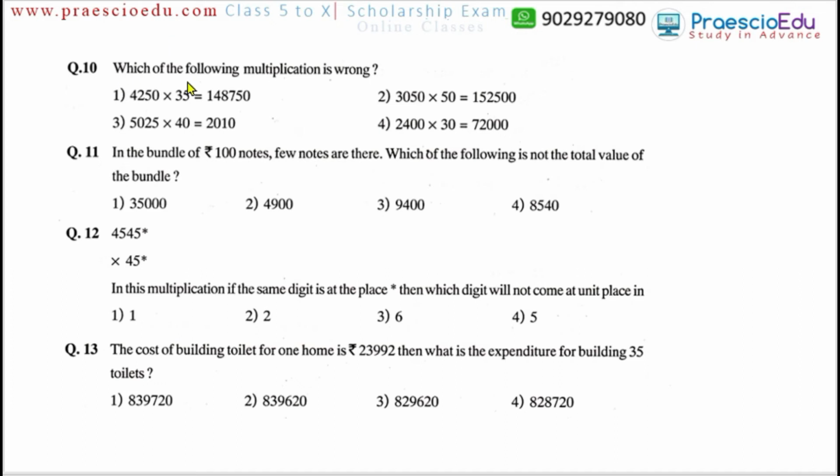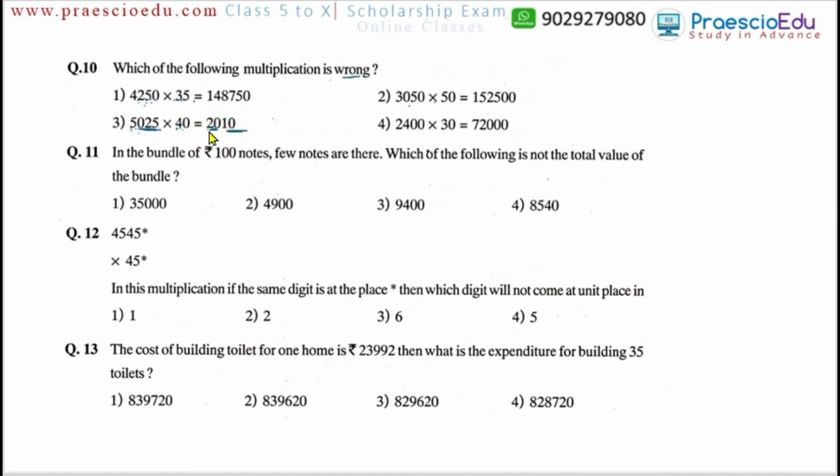Now question number 10: which of the following multiplications is wrong? We have to carry out all these multiplications and find the wrong one. In this one, there is a term near 5000, multiplied by 40. Here only 2000 is mentioned. We know 5 multiplied by 4 is 20. But for 5000, after this 20 there must be three zeros.